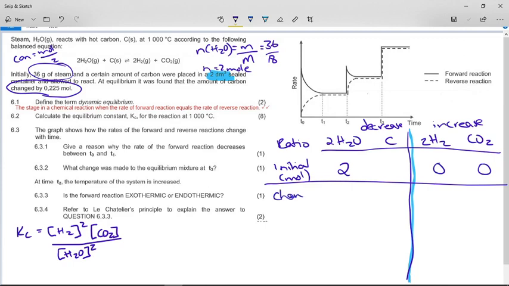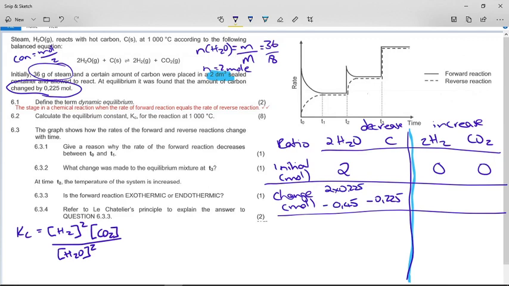Then we come to the most important thing, the change, which is also in moles. We have to write this out. They told us in the question the amount of carbon changed by 0,225 moles. And so we have to use this and the mole ratio to calculate everything else. We are not going to use the carbon because it's a solid in the Kc, but due to the law of conservation of mass, we can figure out that over here it is going to be 0,225 times 2, which comes out to 0,45. This is going to be a decrease.